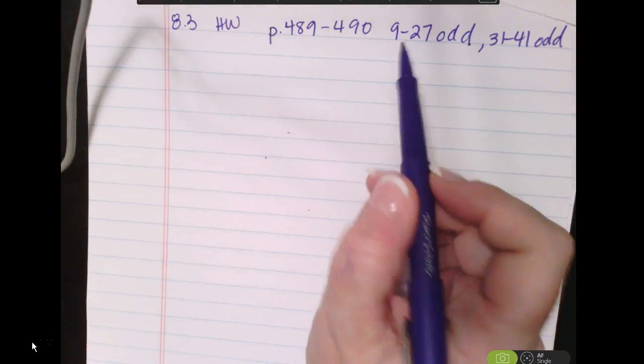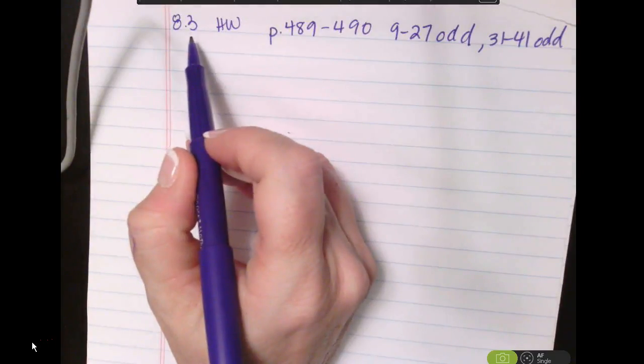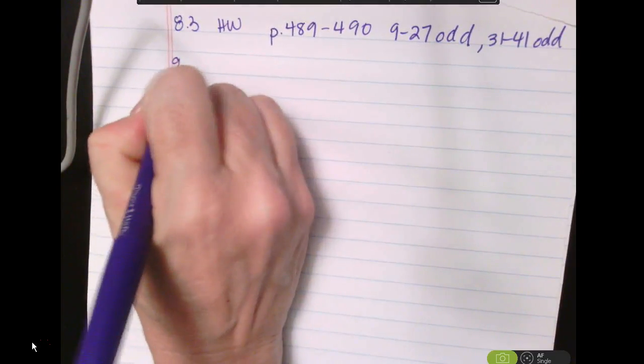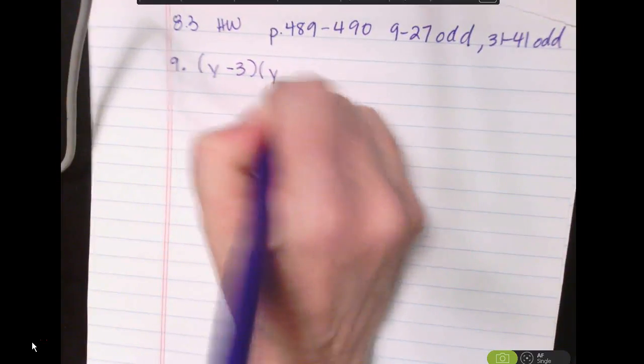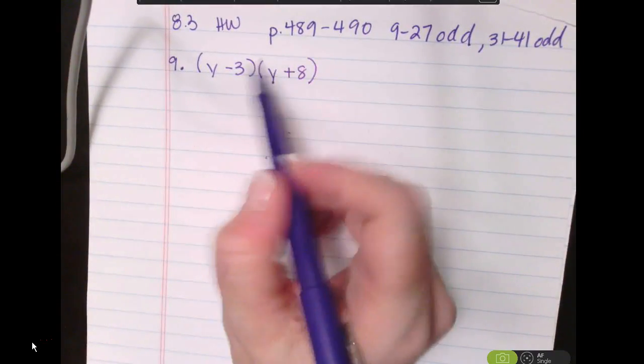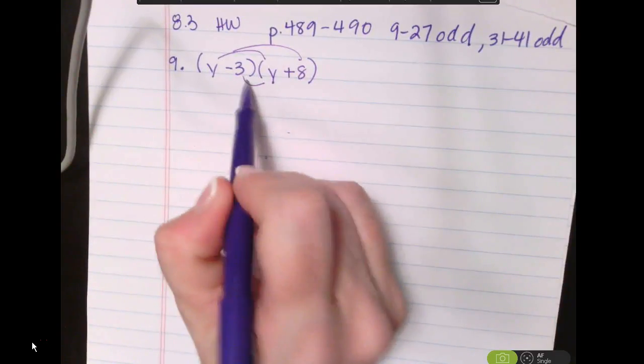Okay, this is the homework video for page 489 to 490, section 8.3 homework. So we are going to be multiplying binomial times binomial, and we're going to be using double distribution.